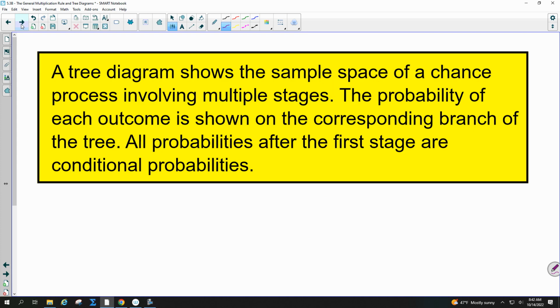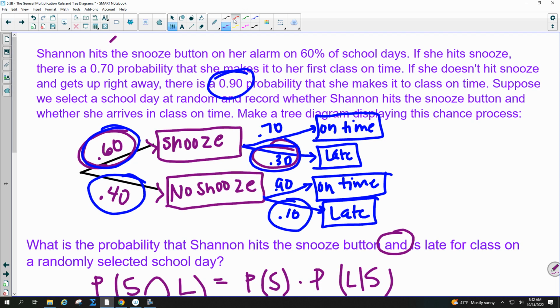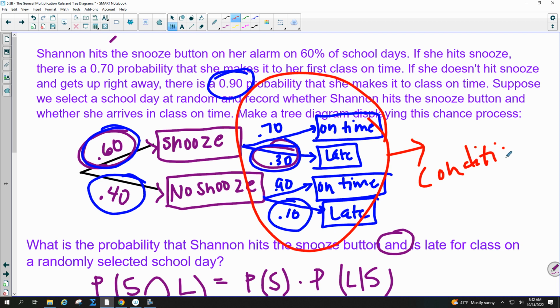I don't think you need to write this down, but let's read it. A tree diagram shows the sample space of a chance process involving multiple stages. The probability of each outcome is shown on the corresponding branch of the tree. All probabilities after the first stage are conditional probabilities. So maybe in your notes, just circle this little piece here. These are all conditional, based on whether or not she hit snooze. So anytime you're doing a tree diagram, whatever you're putting in those second branches must be conditional on the first branch.